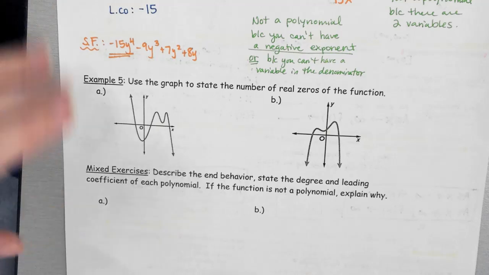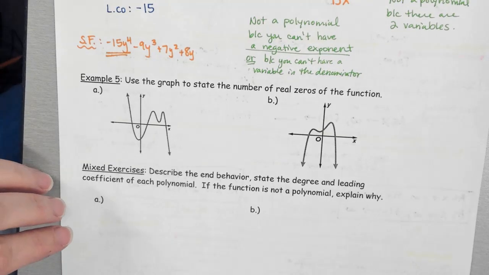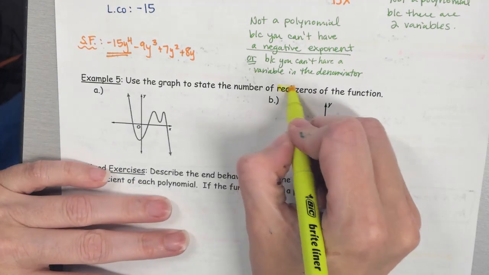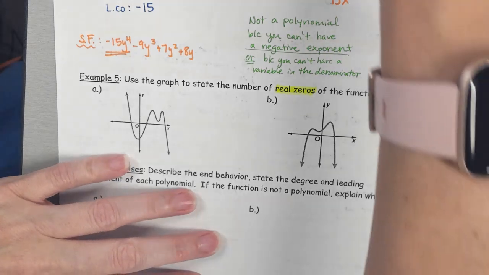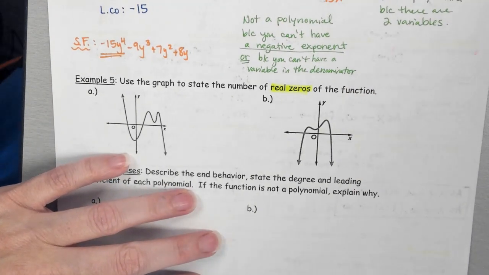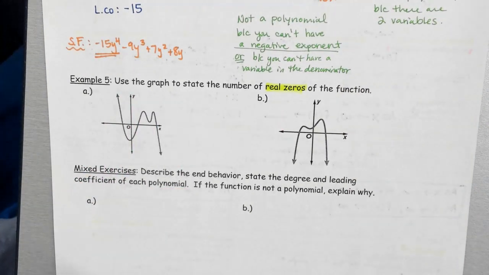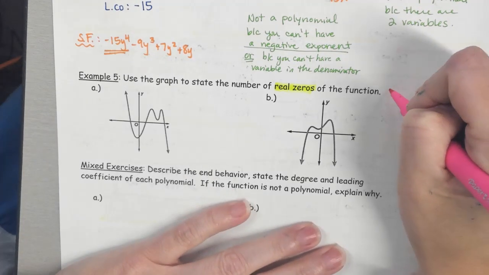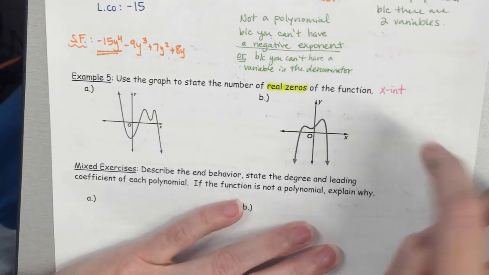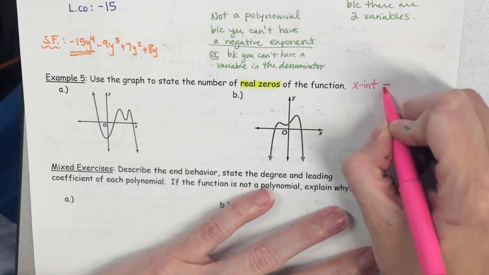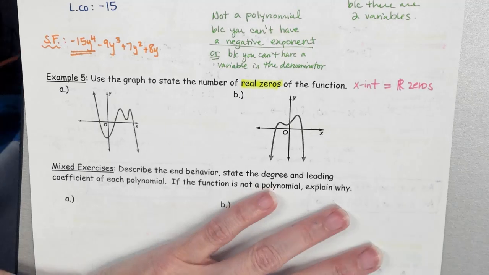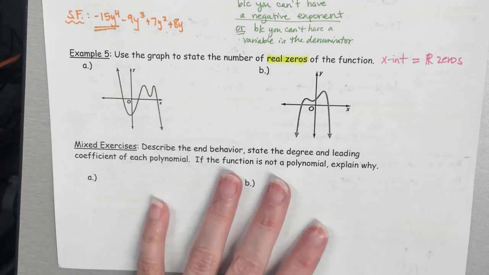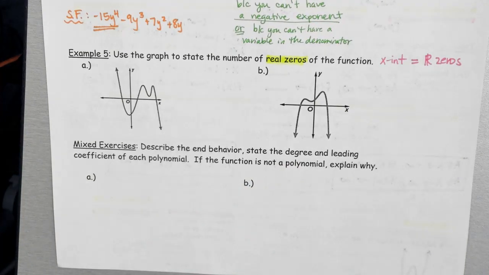Okay, so we're using the graph to state the number of real zeros of the function. Notice there's that keyword real. That's not going to include imaginary zeros, which we've talked about in here before. So when you're trying to find the real zeros, all you're trying to find are the x-intercepts. So I want you to write just a little note that the x-intercepts are equal to the real zeros.